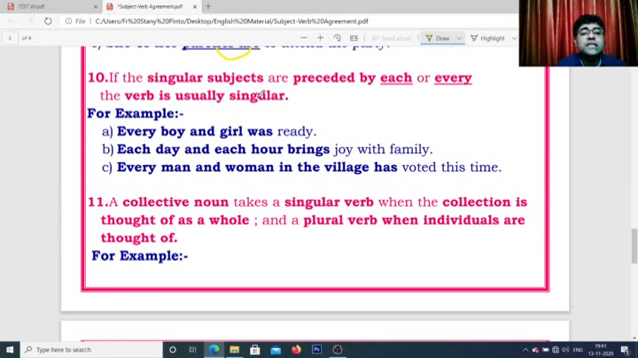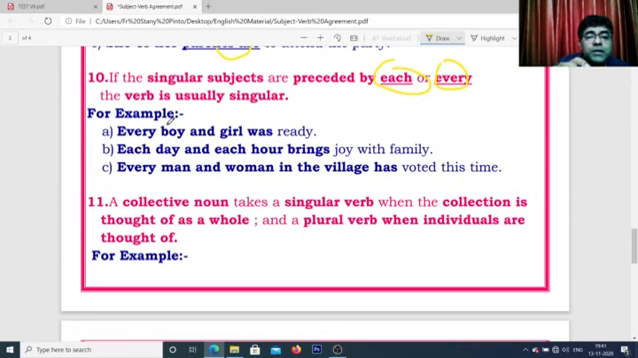Next, if the singular subjects are preceded by each and every, the verb is usually singular. This is very, very important. See here: Every boy and girl was ready. Now actually, imagine there are 100 boys and girls, 50 boys and 50 girls.